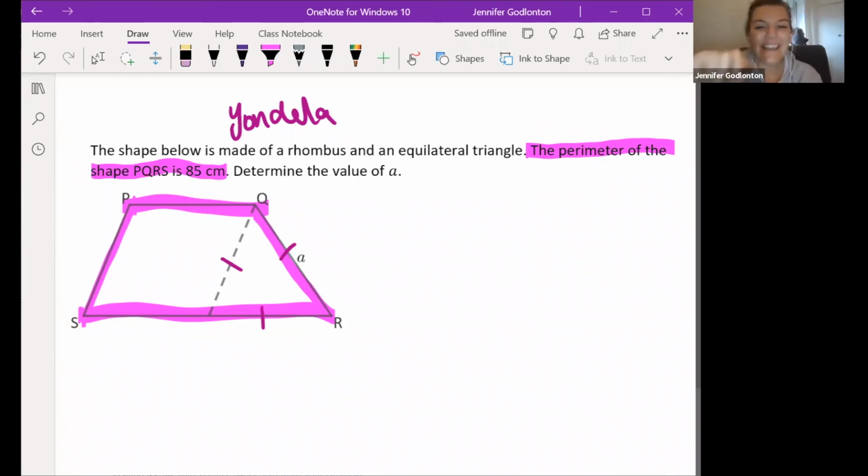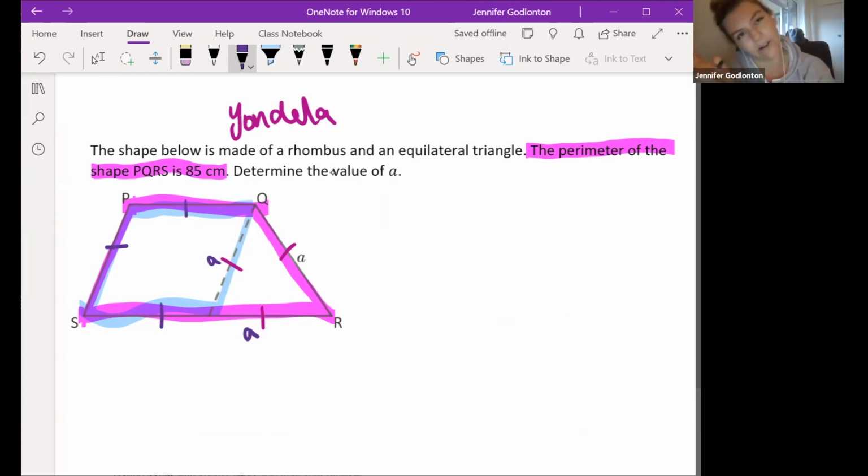Okay, the key here was to see that this over here is an equilateral triangle, right? So that means that this would be A, and that means that this would be A. But this over here is a rhombus, okay? And a rhombus means that all sides are the same, because a rhombus is the same as a square, except that I like to think of a rhombus as a drunk square, because it's falling over a little bit. And because that's a rhombus, it means all those sides are the same. So we've got A, and A.